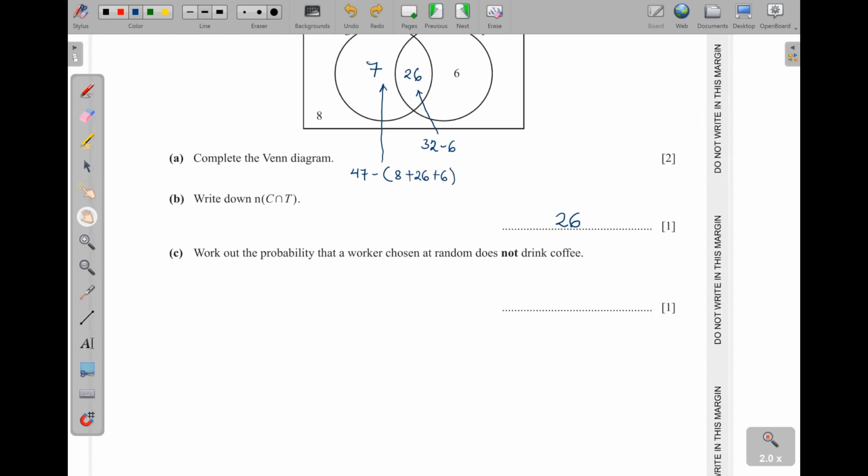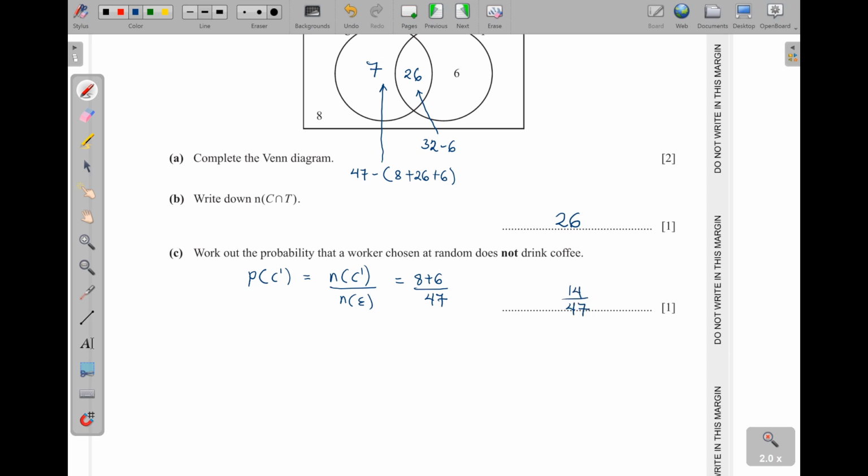And you know that the probability of C complement is going to be the number of those that are not in C divided by the number of those in the universal set. So we shall have 8 plus 6 divided by the whole total, which is 47. Then we shall have our answer as 14 over 47.